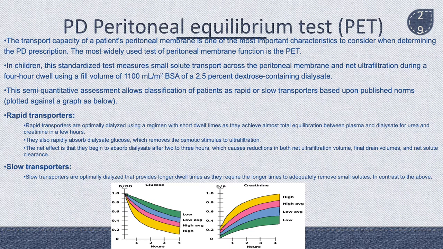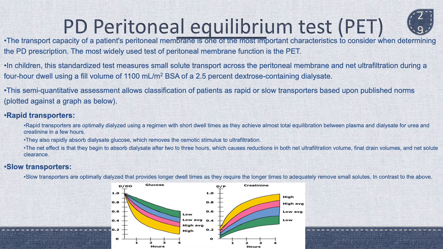This semi-quantitative assessment allows a classification of patients as rapid or slow transporters, taking the value of those blood tests that we discussed earlier and plotting them against certain published norms, such as the graph as seen below. Rapid transporters are optimally dialyzed using a regimen with short dwell times as they achieve almost total equilibrium between the plasma and dialysate for urea and creatinine within a few hours.